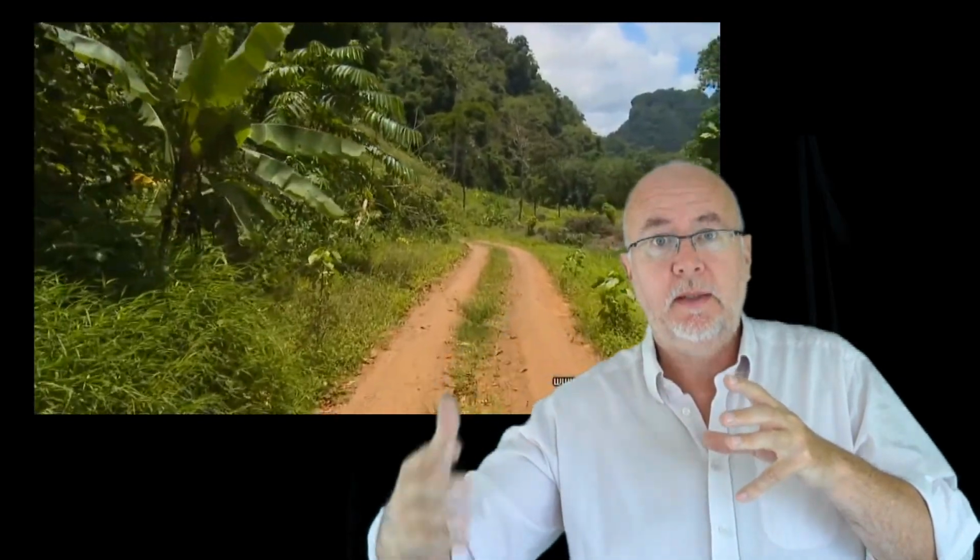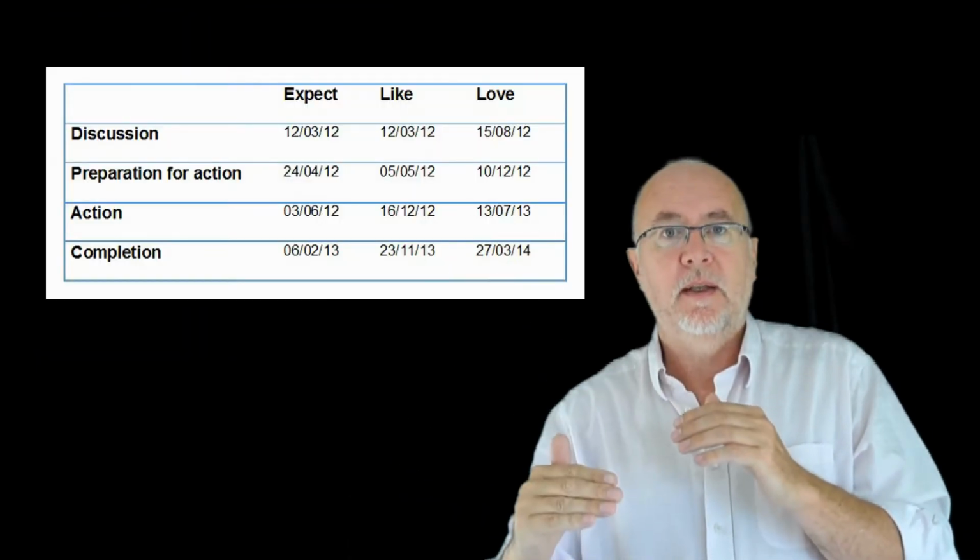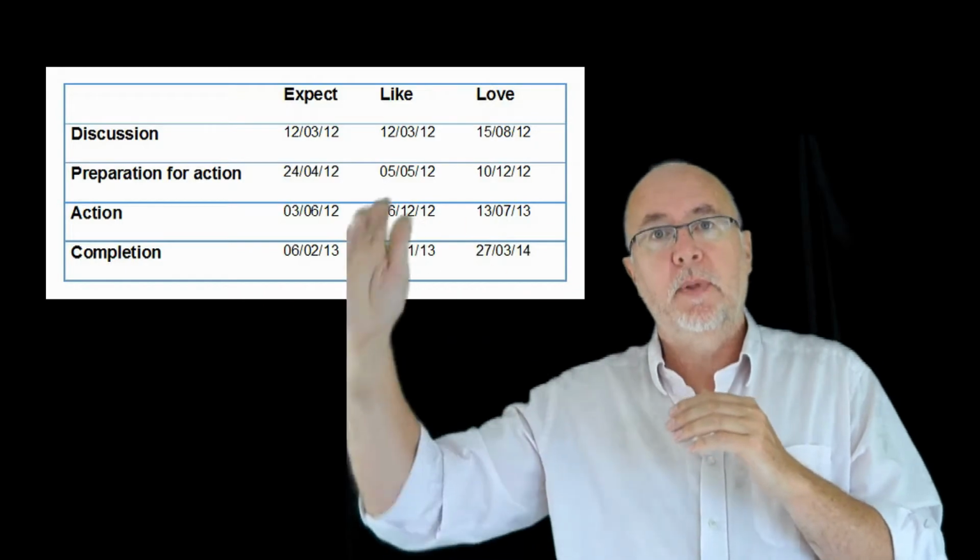If you're looking at a boundary partner and you expect them to go along this path, you'd like them to move to this bit in the landscape, you'd love them to get to the top of the mountain, then actually all you need to do is to put those things down and say whether that boundary partner is moving along a path towards expect, along a path towards like, or is actually reaching the love expectation.